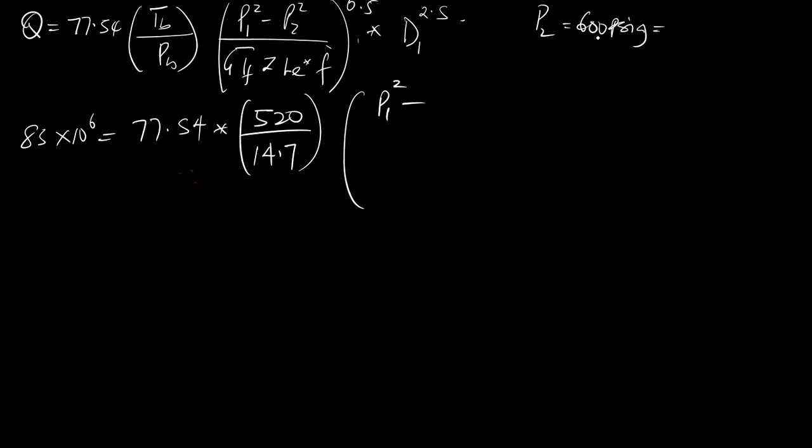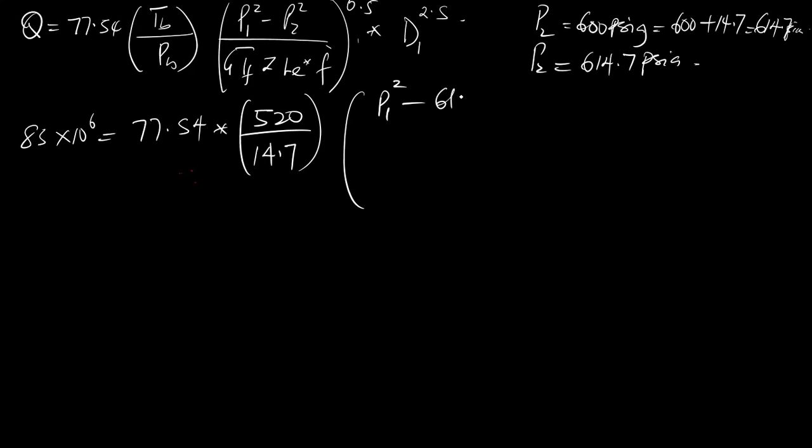Now I want to convert this psiG to psiA, because in our calculation you use psiA, so we add 600 plus 14.7. This will give us 614.7 psiA. So that is what we're going to use here.